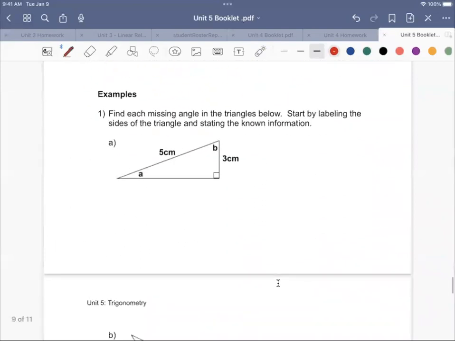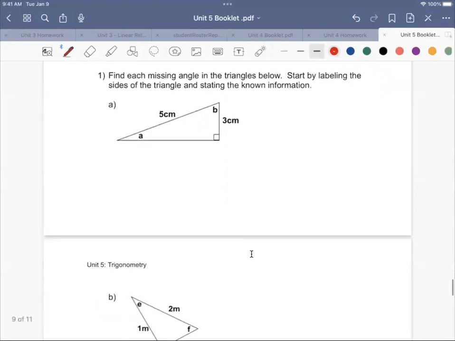Awesome. So now if I'm looking here, I'm going to find each missing angle in the triangle below, start by labeling the sides of the triangle and stating known information. So all we are doing is essentially learning different trigonometric functions that allow us to find any missing information that we're looking for. All right, so when I take a look at this diagram here, my first step is always going to be to label my sides, label anything that I know.